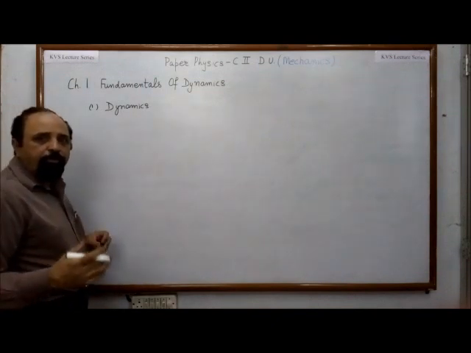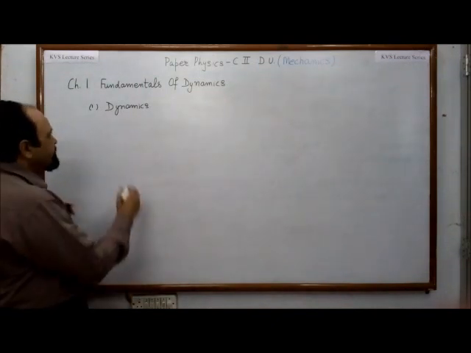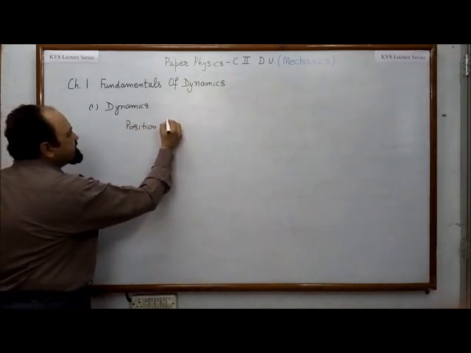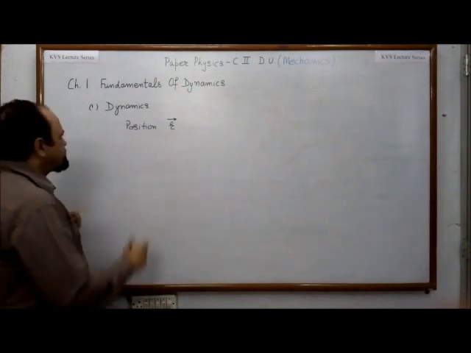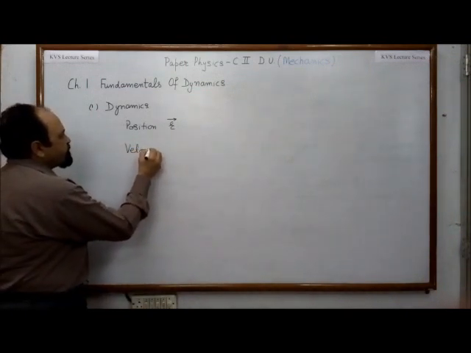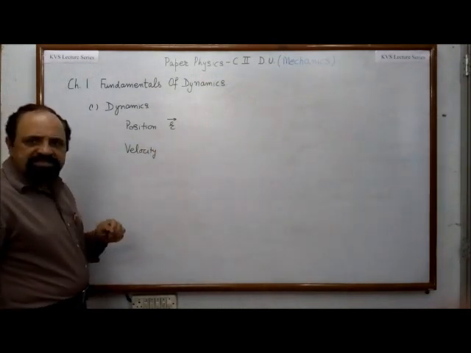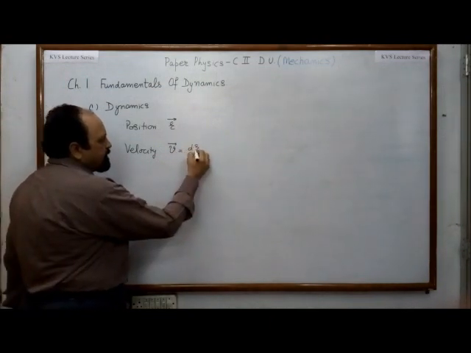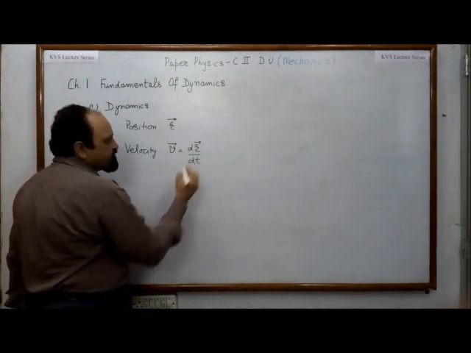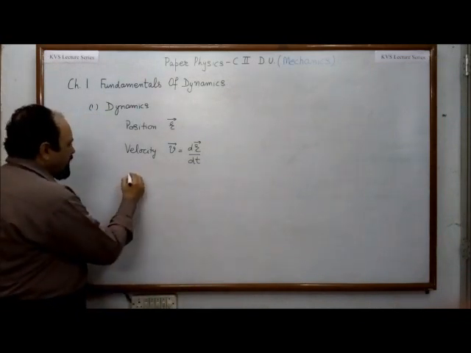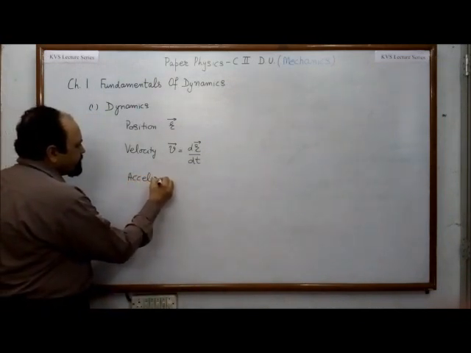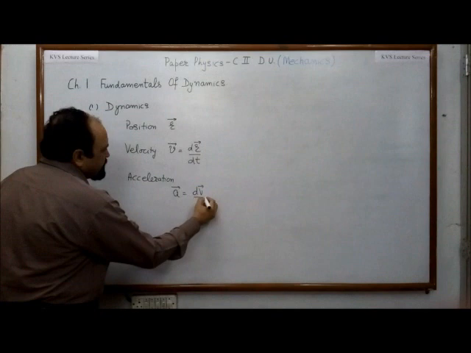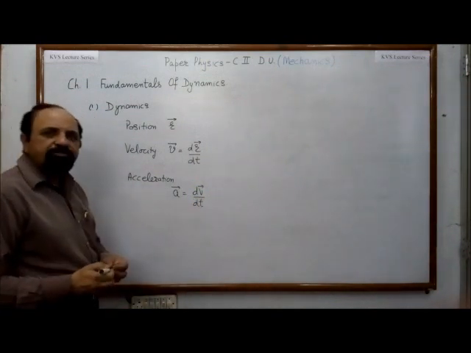There are three important physical quantities with which we are dealing. One is position, normally represented as r vector. Velocity, or instantaneous velocity, represented by v, is the time rate of change of position. Acceleration, a vector, is nothing but the time rate of change of velocity.